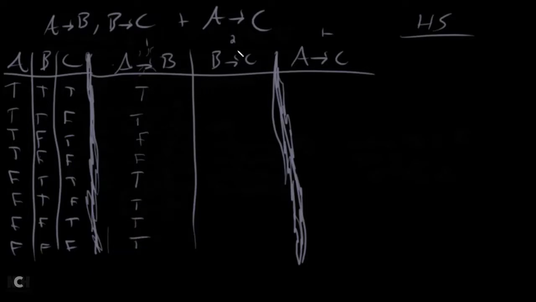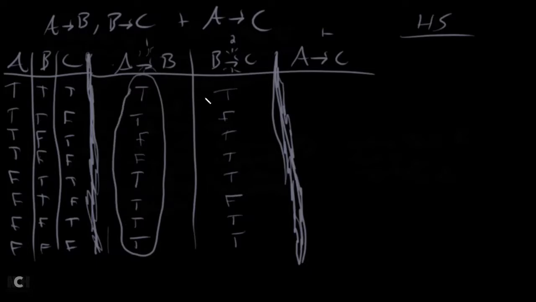Same thing here. I want to figure out the values for B arrow C. I'm looking at the B and C values, and the only time I'm going to put an F in here is where I have a true left and a false right. So where does that happen? Line 2. That one doesn't work. Both of those start with F, so that's fine. And look, line 6, this one doesn't work. All the other ones are good, so I'm going to fill those in with T's.